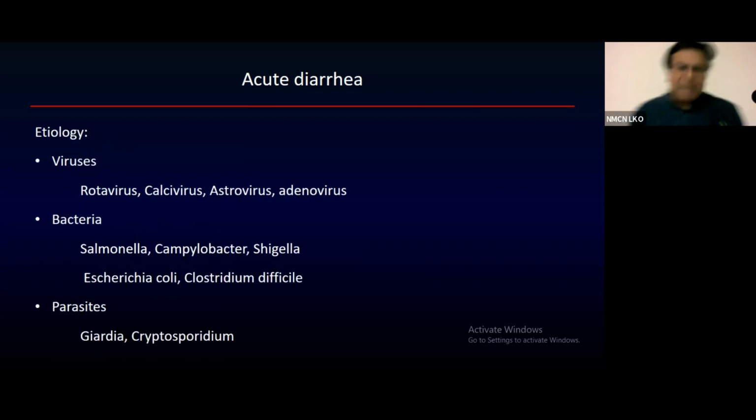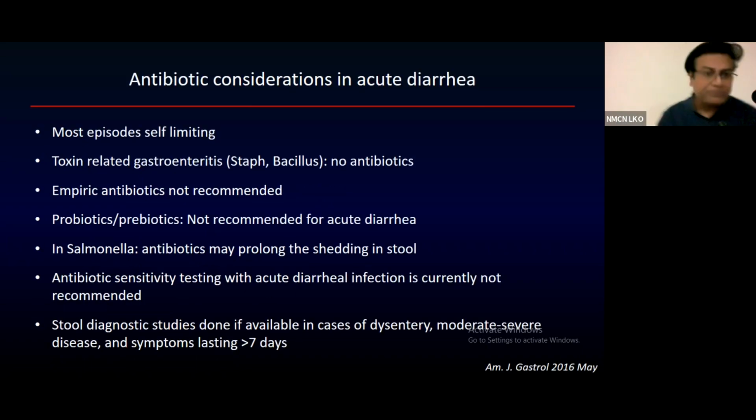Anyway, if we talk of acute diarrhea, primarily it can be viral, which is rotavirus, calicivirus, astrovirus, enterovirus. If we talk of bacteria, it can be Salmonella, Campylobacter, Shigella, E. coli, Clostridium difficile. Parasitic can be Giardia and Cryptosporidium. So some salient features about acute diarrhea which one needs to know are, one, most episodes are self-limiting.